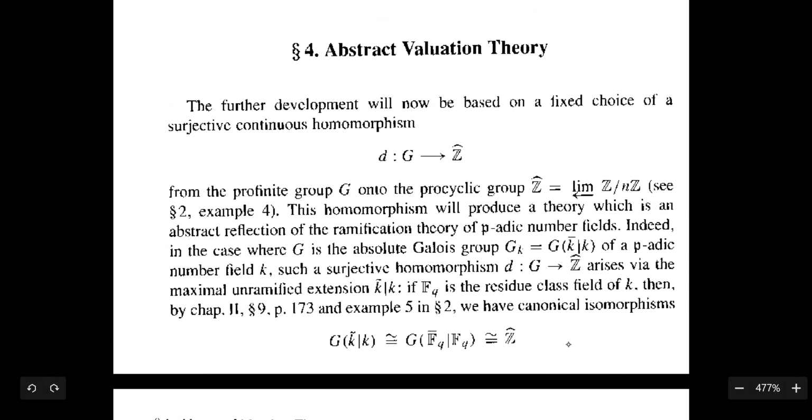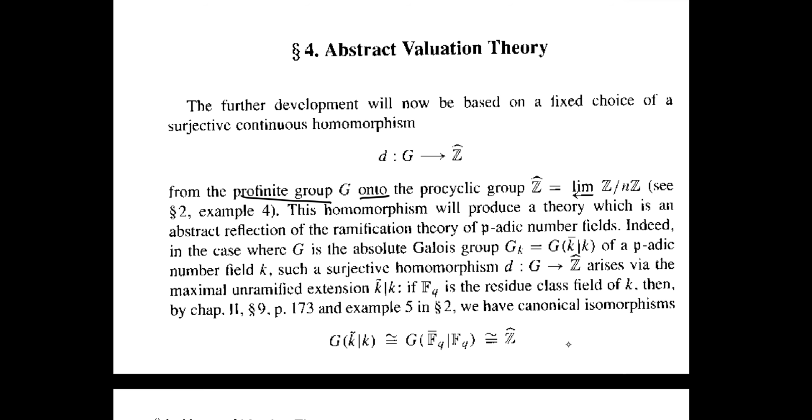Let's continue with the fourth section of this abstract class field theory, abstract valuation theory. The further development will now be based on a fixed choice of a surjective continuous homomorphism from a profinite group G to the completion of Z. And this is a surjective map. So this is given. We fix it at the beginning.